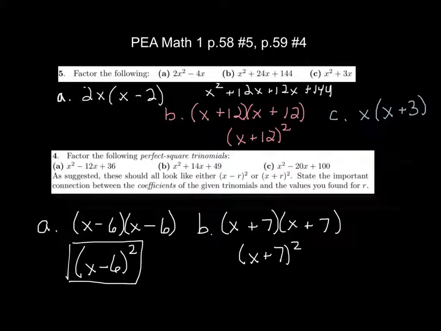And then C, same idea, x and x. What squared gives me 100? Or what times itself gives me 100? That's 10. We have minus here because they have to add to a negative 20. Simplified, it would be x minus 10 squared.